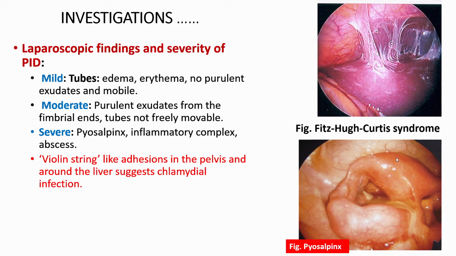And in a chlamydial infection, because of reactive changes and fibrosis, you can sometimes appreciate violin string-like adhesions in the pelvis, not in acute cases but especially in chronic cases, in the pelvis and around the liver. This is what we call Fitz-Hugh-Curtis syndrome. You can see the violin string-like appearance. These are the adhesions. So this is Fitz-Hugh-Curtis syndrome.